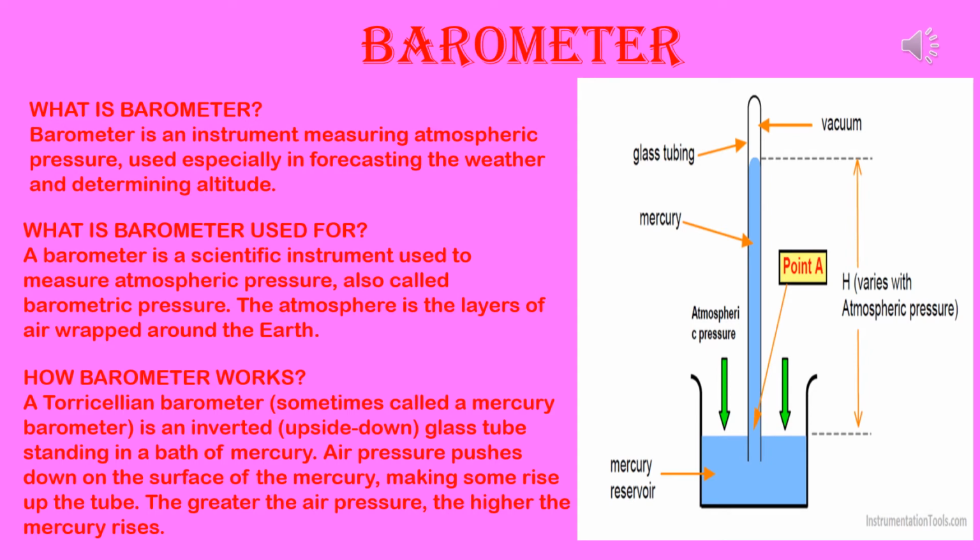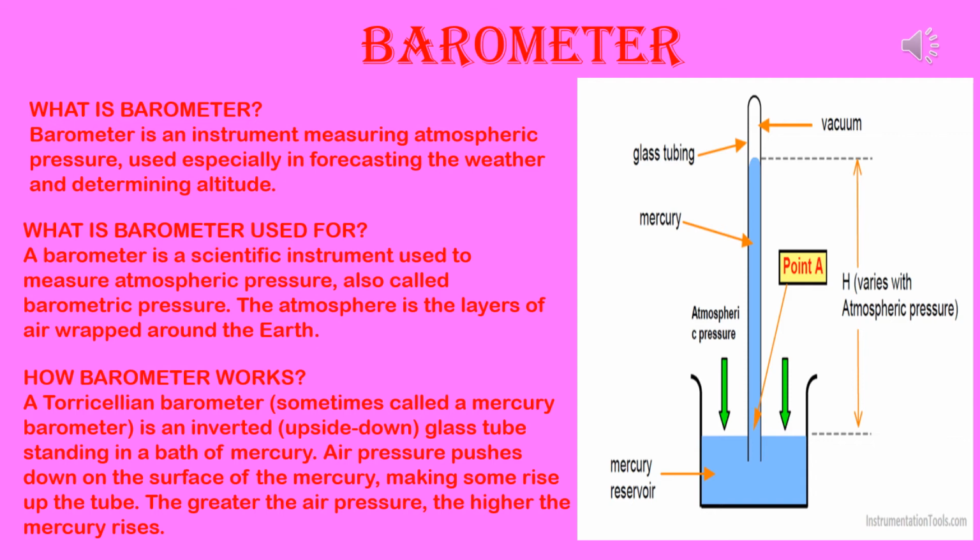Now, what is a barometer? A barometer is an instrument measuring atmospheric pressure, used especially in forecasting the weather and determining altitude. What is a barometer used for? A barometer is a scientific instrument used to measure atmospheric pressure, also called barometric pressure. The atmosphere is the layers of air wrapped around the Earth.